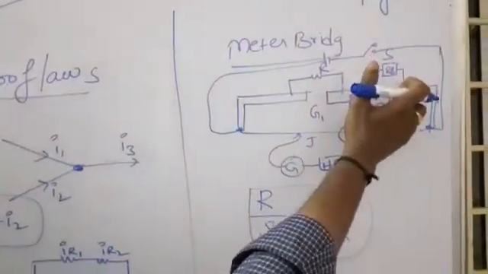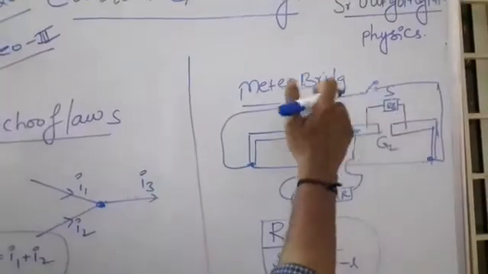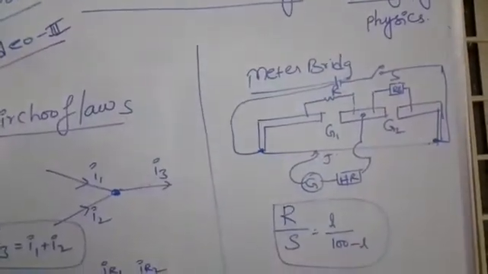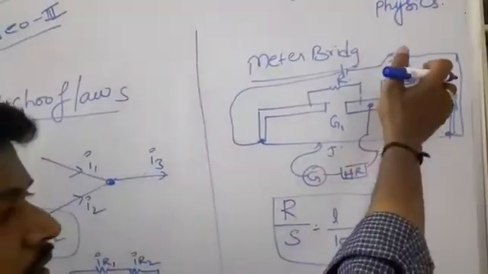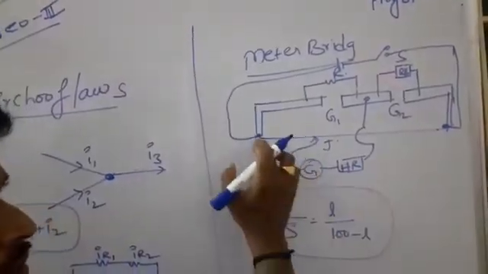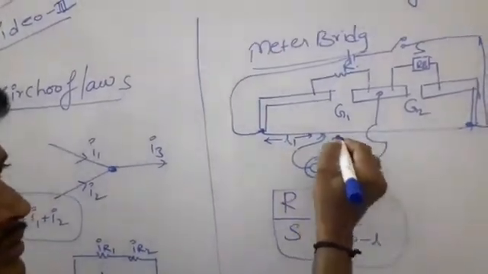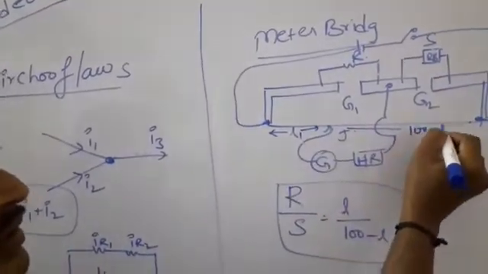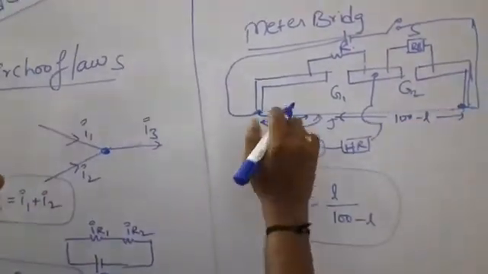Okay. Meter bridge. The meter bridge is useful to calculate an unknown wire resistance. Here the left gap resistance is R, and the right gap resistance is S. The first balancing length is L1, and the other length is 100 minus L1, or 100 minus L.